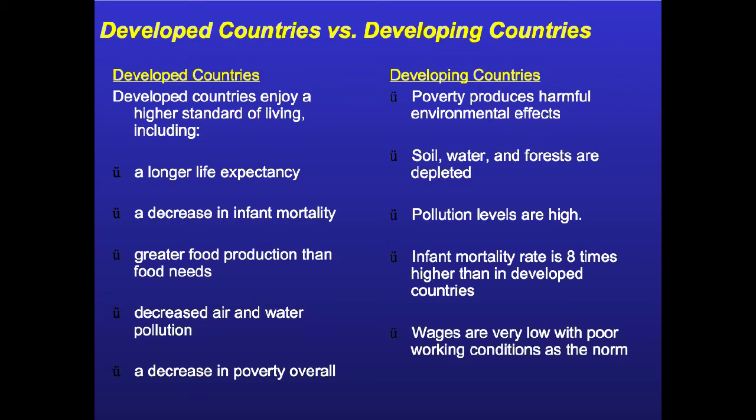Developed countries have a higher standard of living, including a longer life expectancy, decreased infant mortality, greater food production than food needs, decreased air and water pollution, and decrease in poverty overall. While in developing countries, poverty produces harmful environmental effects. Soil, water, and forests are depleted. Pollution levels are high. Infant mortality rate is 8 times higher than in developed countries, and wages are low with poor working conditions as the norm.